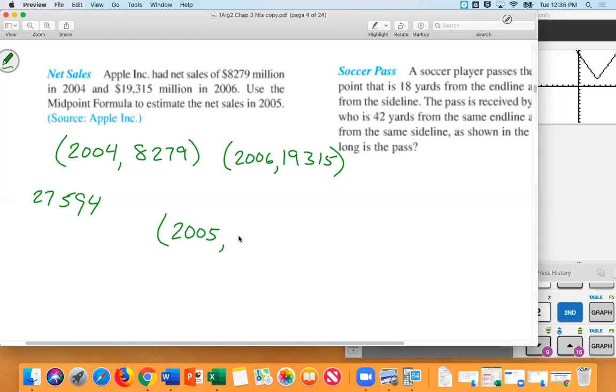Did you do 8,279 plus 19,315? 27,500. Then you divide by 2. And what did you get? 13,797, and that's in millions. So to estimate the sales, it would be 13,797 million.